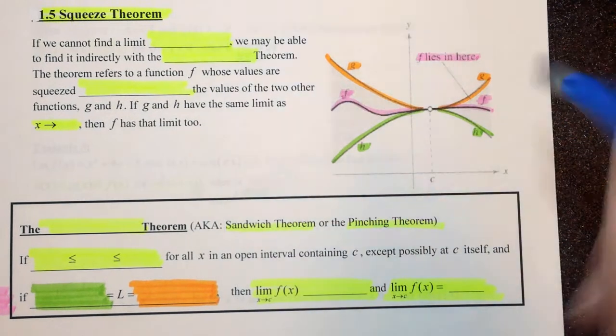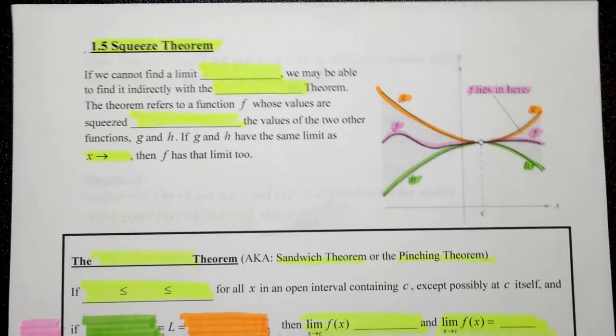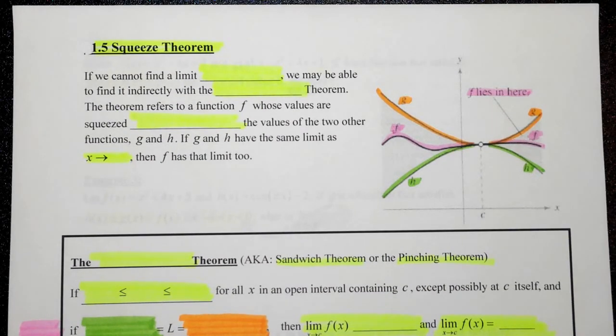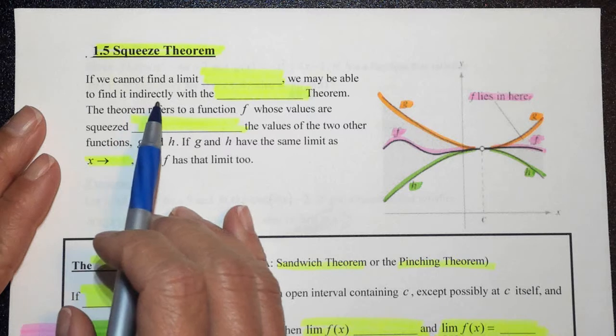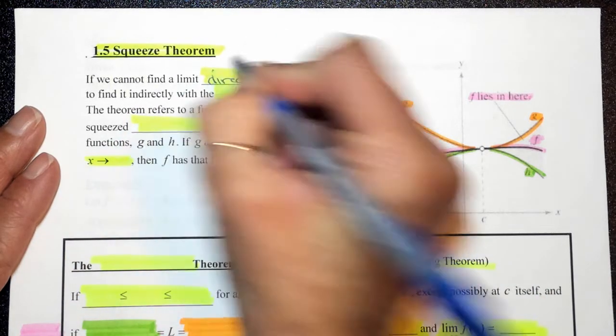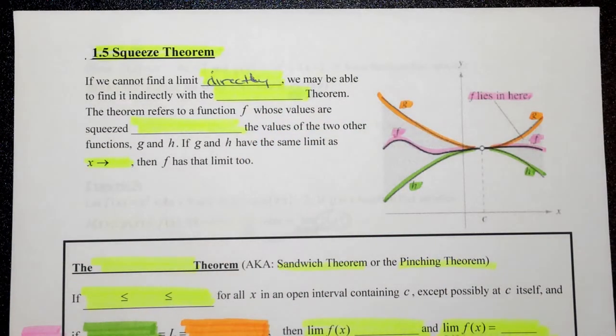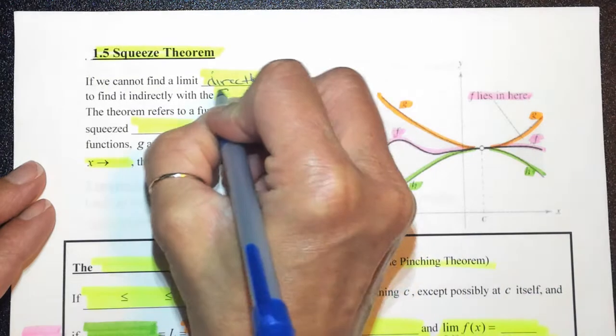So keeping in the theme of our limits topic, we have a theorem that helps us infer or imply the value of a limit given specific conditions. This is called the Squeeze Theorem. If we cannot find a limit directly, meaning using direct substitution or factoring, rationalizing, we may be able to find the limit indirectly with what's known as the Squeeze Theorem.